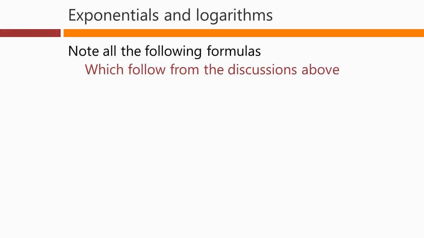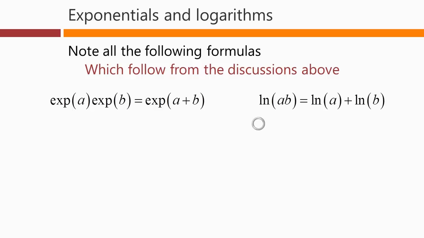So let's just look at some formulas which turn out to be very useful in manipulating exponentials and logarithms, and all of these can be deduced from the discussions that we've had above. First of all, the product of two exponentials is just the exponential of the sum of these arguments. The log of the product of two numbers, the natural log, is, like for any other logarithm, the sum of the logs of each of the numbers.